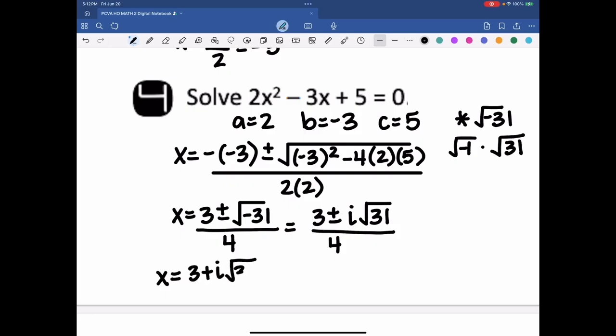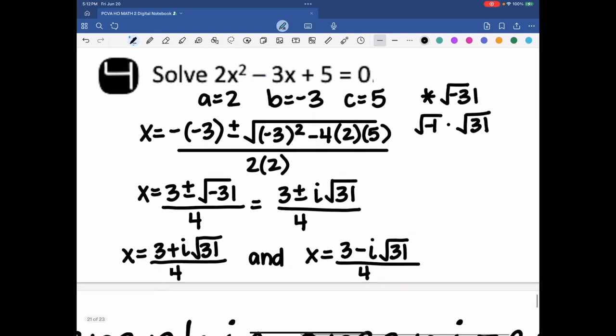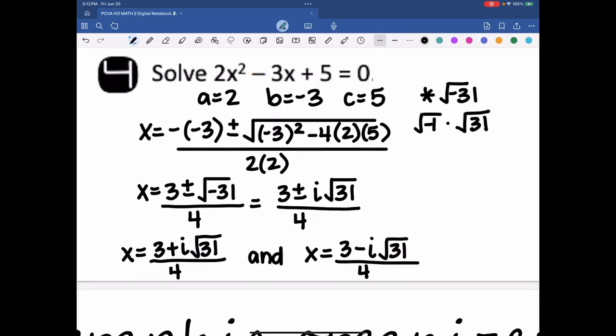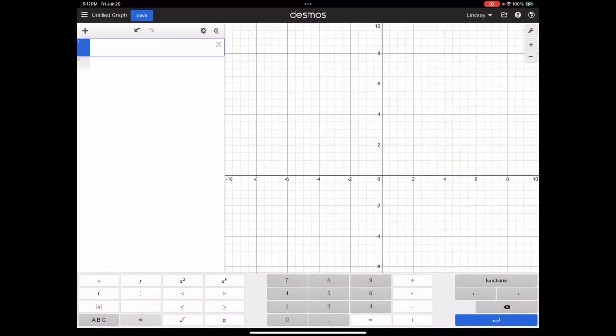So they are imaginary, which means that they will never cross the x-axis. And they're imaginary because we had that negative square root, which has i. So we have x equals 3 minus i square root of 31 over 4. So we do still have two separate pieces. We have what we call conjugates, the plus and the minus. However, they are not real solutions, which means that we would not be able to see them on the actual x-axis. So we have 2x squared plus 3x plus 5, which you can see is not going to cross over the x-axis, which means I do not have real solutions, I have imaginary.